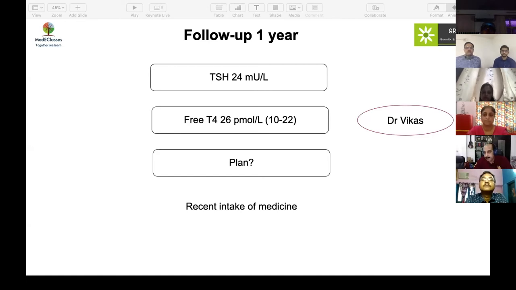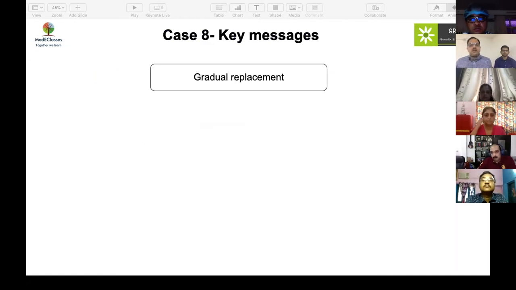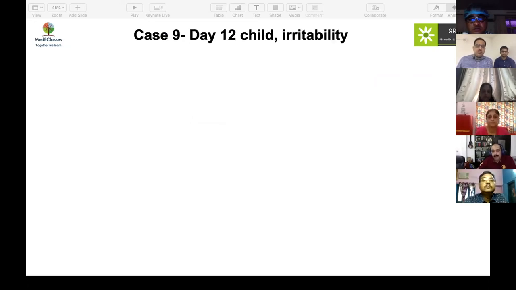I think that's very, very important. So if your TSH is high and FT4 is also high, think of adherence. If TSH is high and FT4 is low, increase the dose. If TSH is low, you have to reduce the dose in that case. So I think this is a very, very interesting finding that Dr. Vikas has mentioned in this case. So the key messages are gradual replacement, appropriate timing, and adherence becoming important in monitoring.